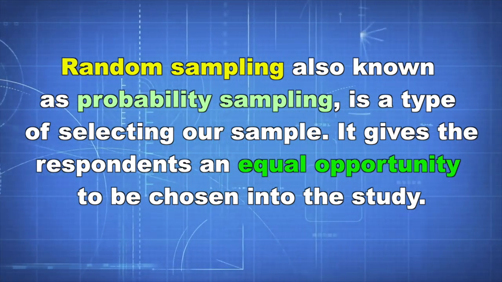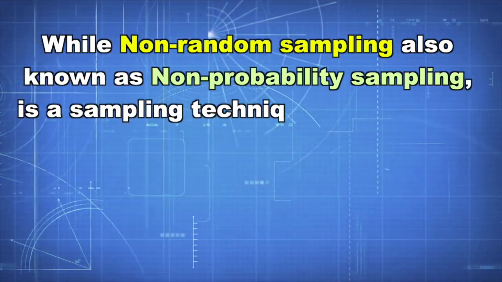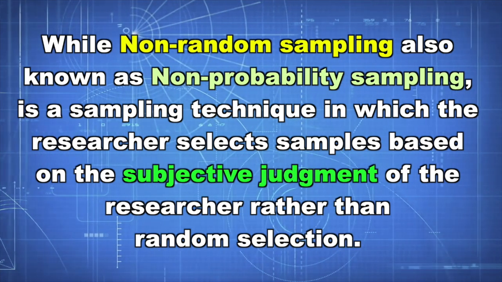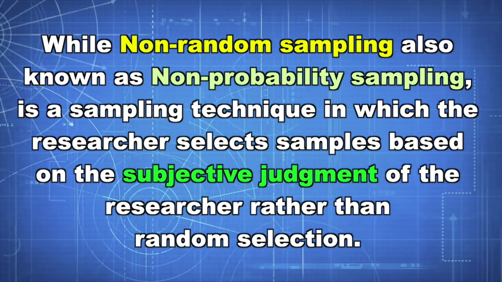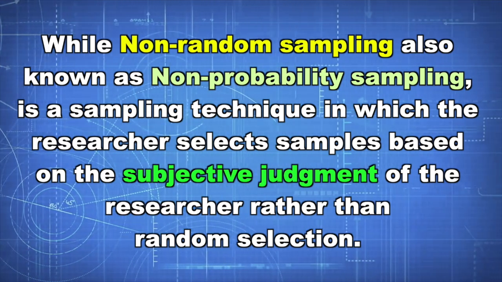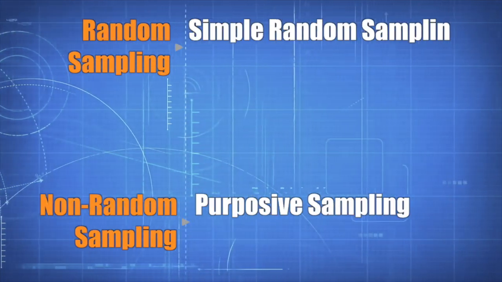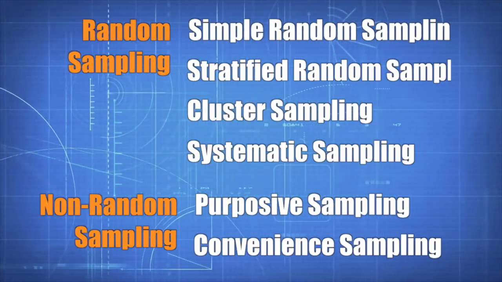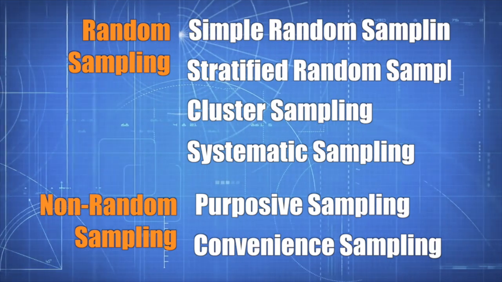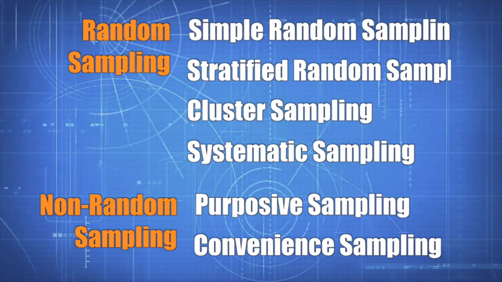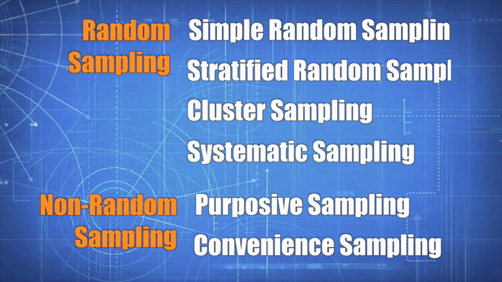It gives the respondents an equal opportunity to be chosen into the study, while non-random sampling, also known as non-probability sampling, is a sampling technique in which the researcher selects samples based on the subjective judgments of the researcher rather than random selection. There are four kinds of random sampling, namely simple random sampling, stratified random sampling, cluster sampling, and systematic sampling. And there are two types of non-random sampling, the purposive sampling and the convenience sampling.